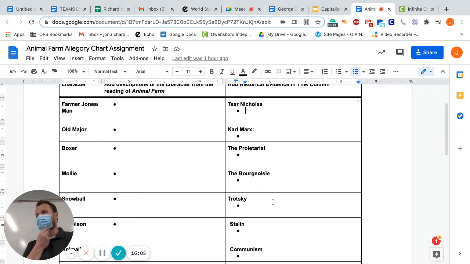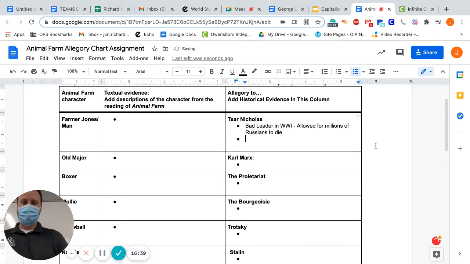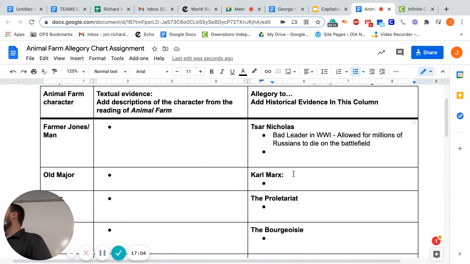So let's do Tsar Nicholas together, okay? So everybody should be doing this. What are some historical things you remember about Tsar Nicholas? How did Tsar Nicholas do in World War I? Was he a good leader, a bad leader? Wyatt says he was a bad leader in World War I. So yeah, we're going to put that bad leader in World War I, and he allowed for millions of Russians to die. Specifically on the battlefield, if we're going to be more specific. Bad leader in World War I allowed for millions of Russians to die on the battlefield.